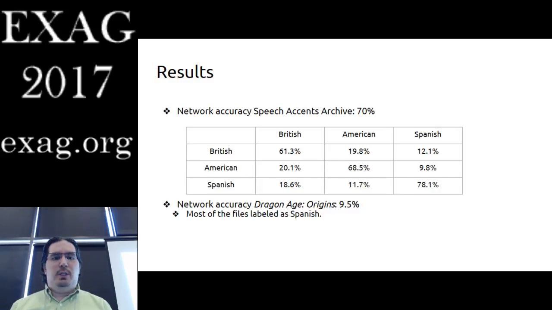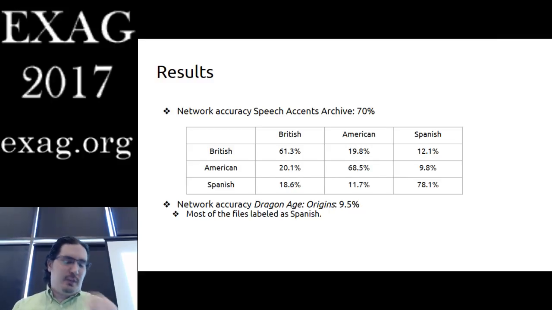So we were feeling really good, and we went on with the Dragon Age Origins data set, but with this, the results were not as good. As you can see, it was around 9.5% accuracy, and also considering that here the majority class, like the random classifier, was around 52%, so it's way worse. And most notably, most of the files were labeled as Spanish, which was not even in our database.